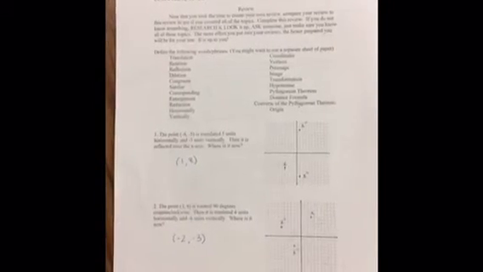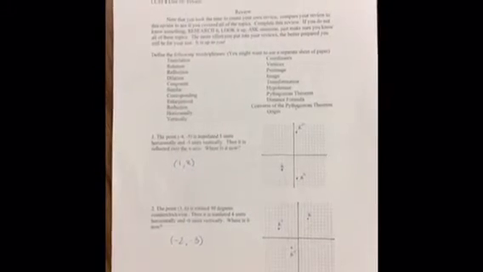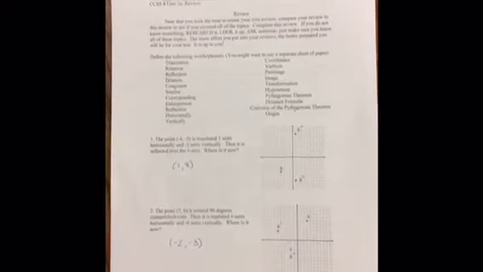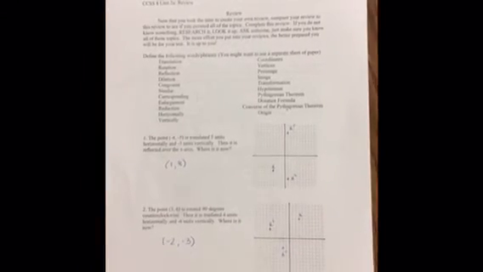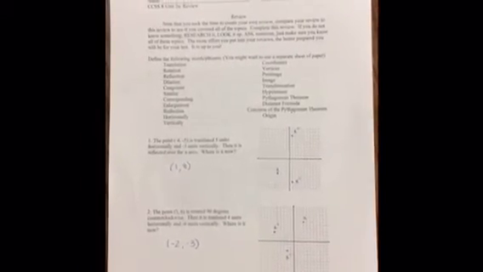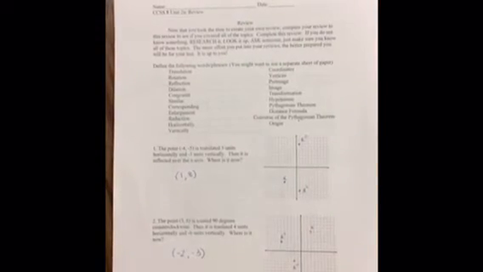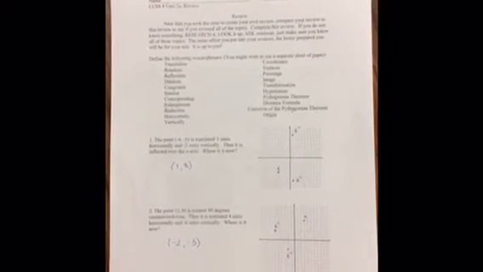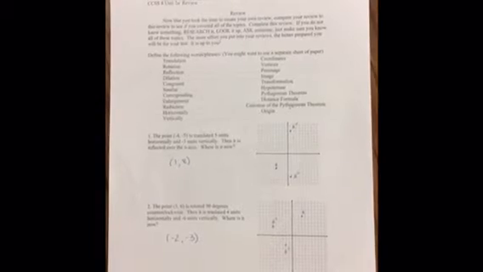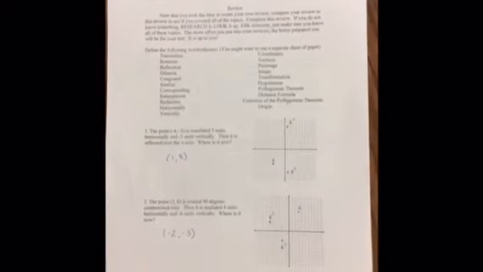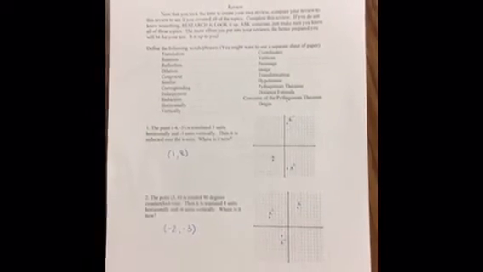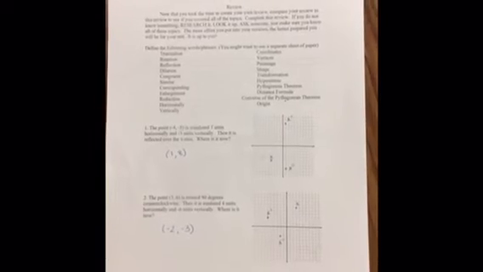Number 1, the point -4, -5 is translated 5 units horizontally and -3 units vertically. So it moved 5 to the right and 3 down. Then it is reflected over the x-axis, so the y-coordinate is multiplied by -1, your x stays the same. Your answer should be 1, 8.